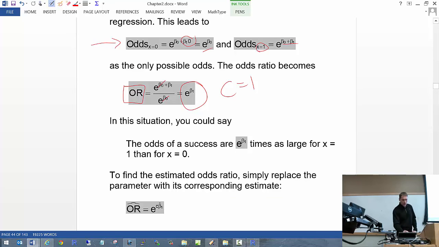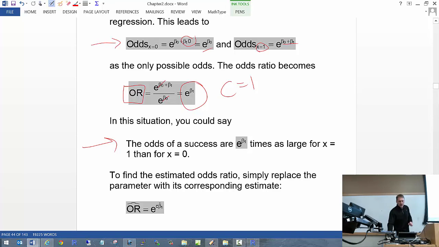So in this situation, you can go back to section 1.2 and use the same kind of interpretation that we saw then. The odds of success are e to the beta 1 times as large for x equals 1 than for x equals 0. Of course, on a project or a test or outside of this class, hopefully you replace what x equals 1 and x equals 0 are in the context of the problem itself. So 1 could be the regular potato chips, 0 could be the Lystra potato chips.